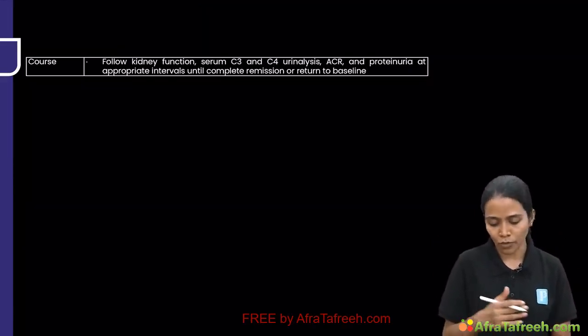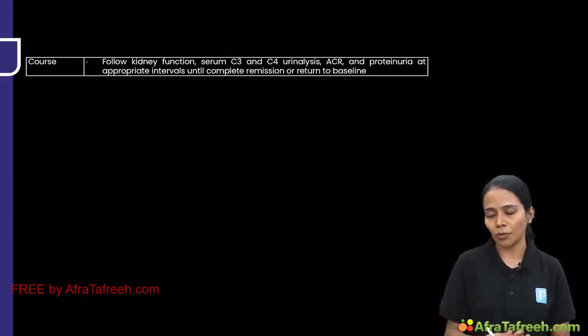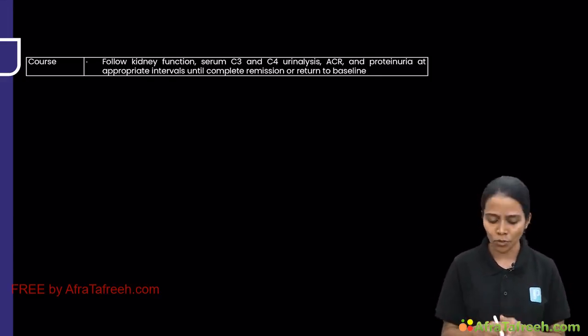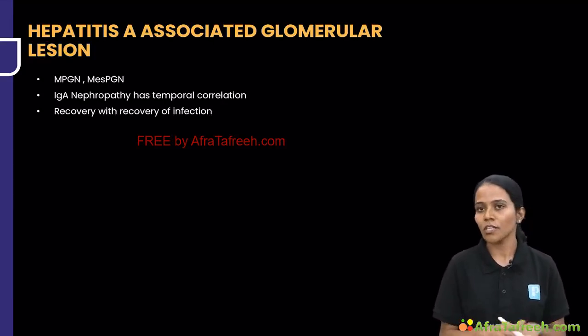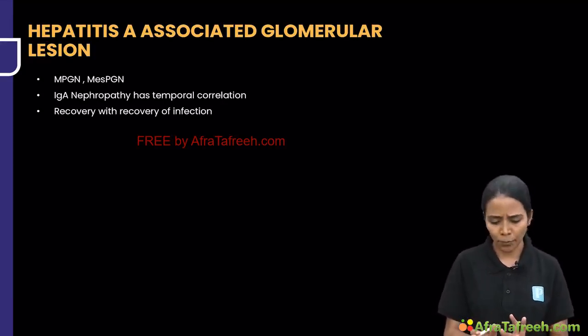Now, the course: follow the kidney function, complements, urine analysis, ACR, and proteinuria at appropriate levels, maybe at 3 to 6 months until complete remission and they return to baseline. So this is about the KDIGO guidelines and what they said about bacterial infection related glomerulonephritis.